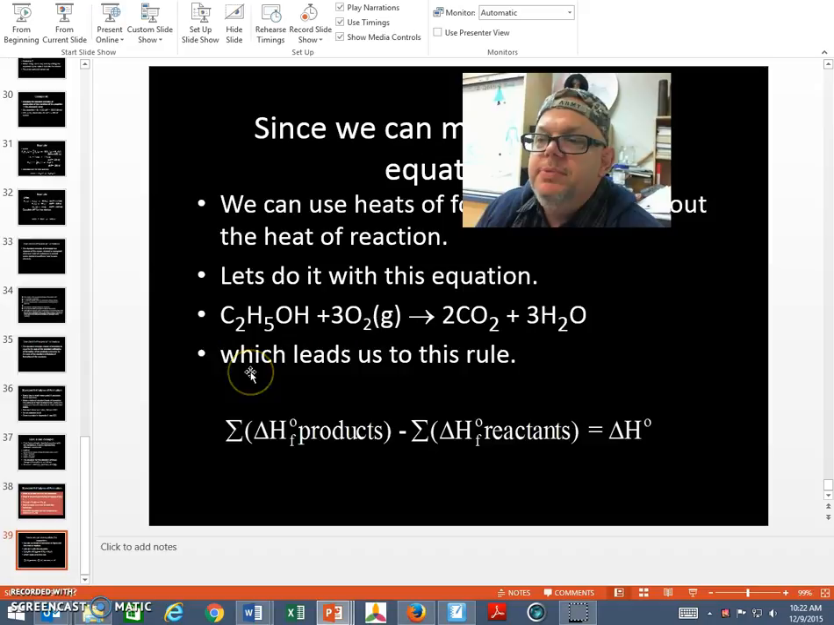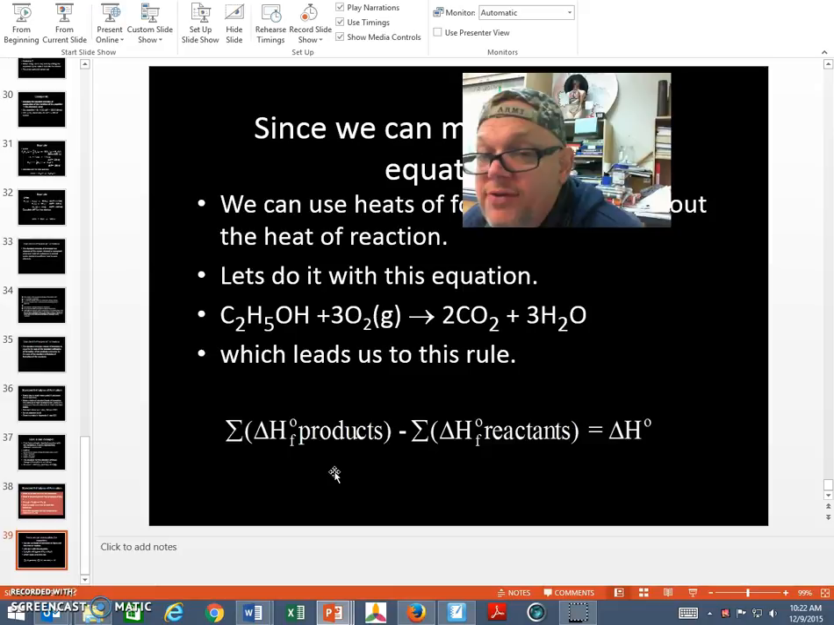We need some pieces of information there. So this is our final formula here on the bottom. The summation, that's what that sigma is, of the delta H of formation of the products minus the summation of the delta H of formation of the reactants equals the total delta H of our reaction.